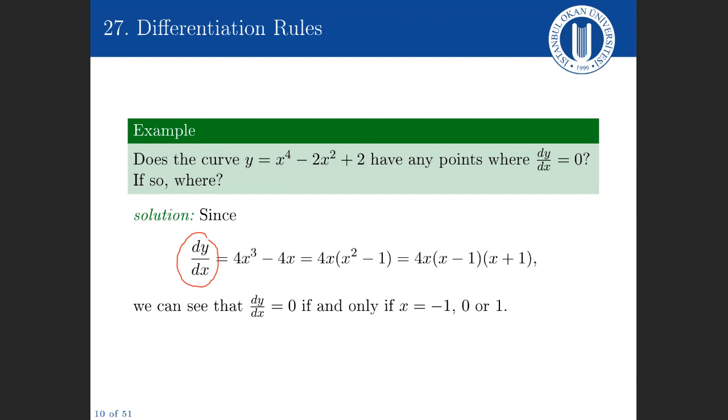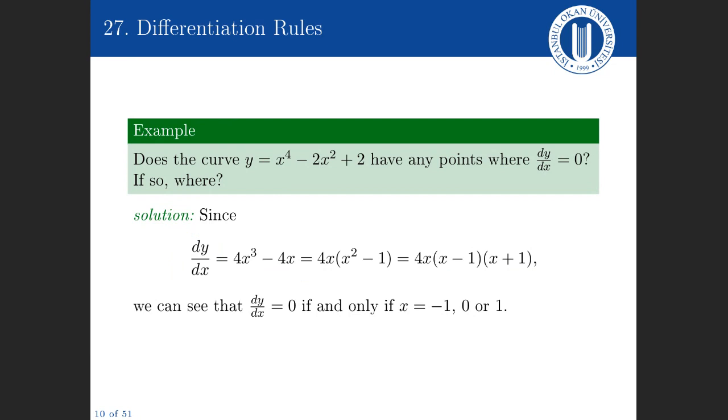And this is a simple polynomial. You should be able to see quite quickly that the derivative is 4x cubed minus 4x. I want to factorize this, and I'll leave it for you to check, but I can factorize this into 4x multiplied by x minus 1 multiplied by x plus 1.